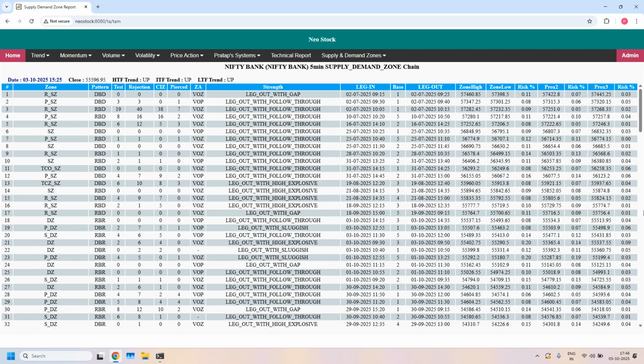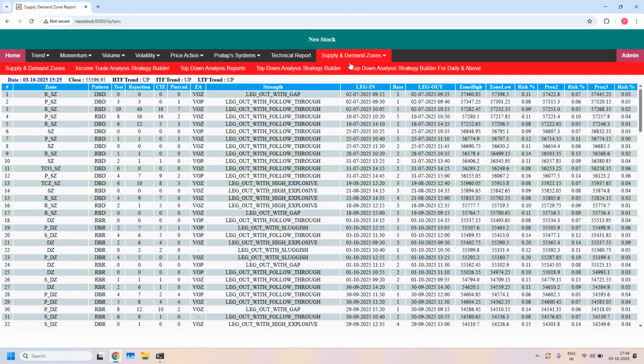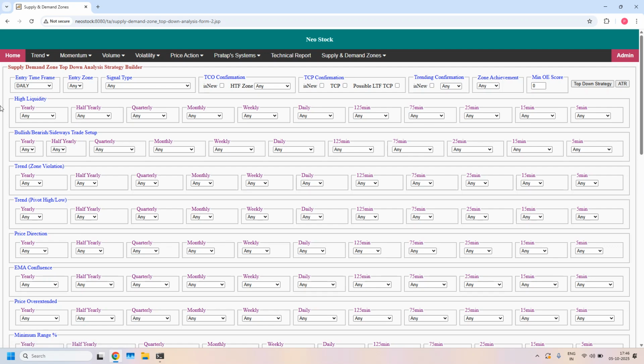So this is about Bank Nifty supply demand zone chain generation. So we have completed both Nifty and Bank Nifty supply demand zone chain report generation. Next, I will generate sideways, bullish and bearish trade setups for monthly, weekly and daily income trades.